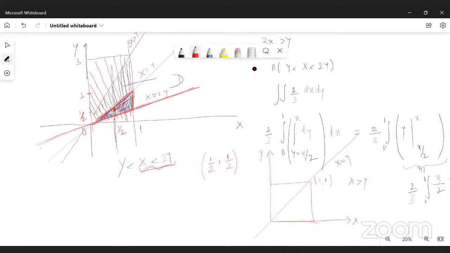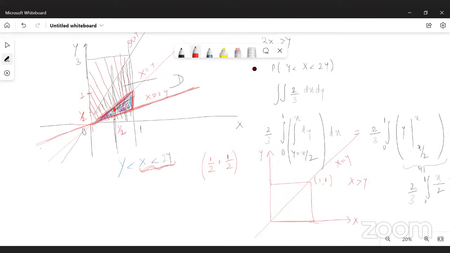Ma'am, may I say something? Yeah, go on, please. What I'm trying to say here is that in the upper triangle which we have just drawn, the values of x will always be less than values of y. Rather, y will be greater than x.